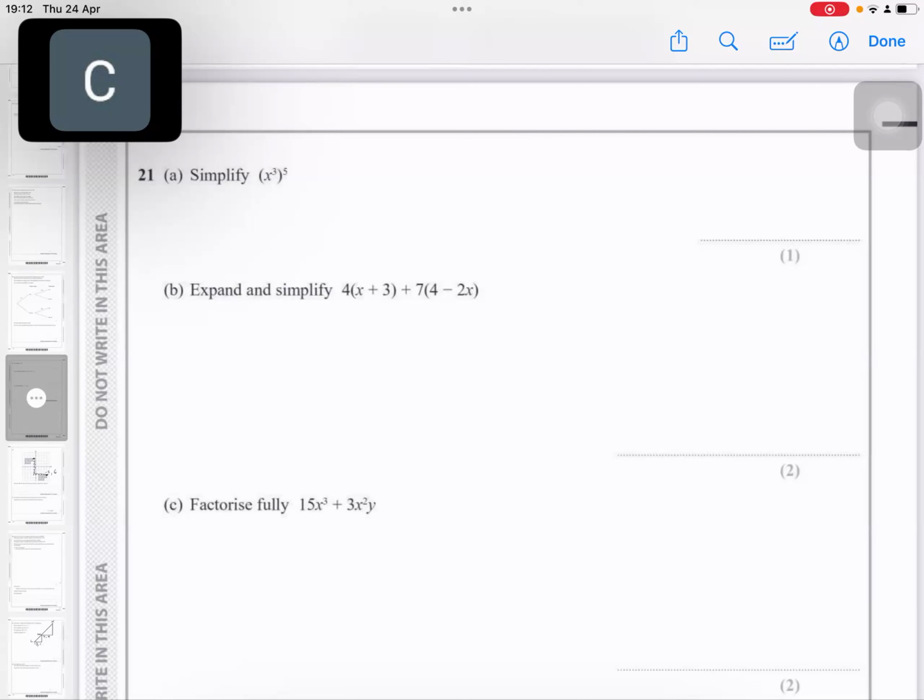Factorize fully. Okay, so this third one looks like we're going to be looking for the common factors. So what do you see in common between 15x cubed and 3x squared y? In terms of the numbers, let's start with the numbers 3 and 15. What is the common factor? 5.